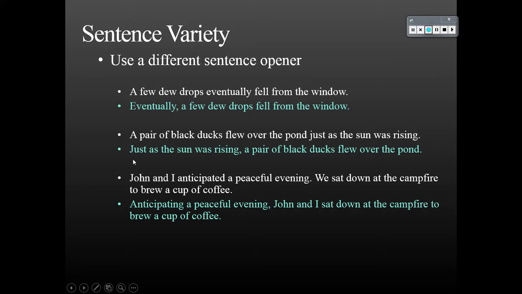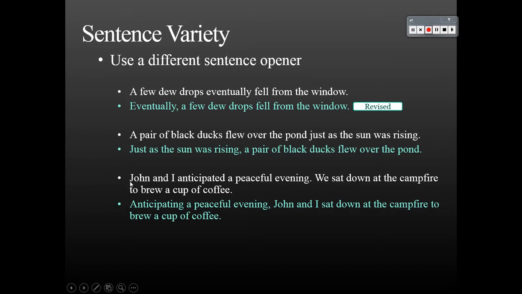Another way is to switch clauses around. A pair of black ducks flew over the pond just as the sun was rising. "Just as the sun was rising" is a dependent clause. And so instead of using an IC-DC sentence pattern, use DC, comma, IC. Just as the sun was rising, a pair of black ducks flew over the pond.